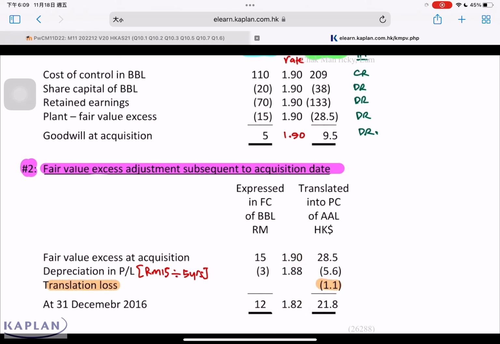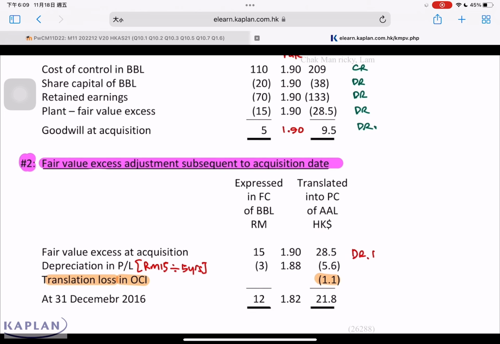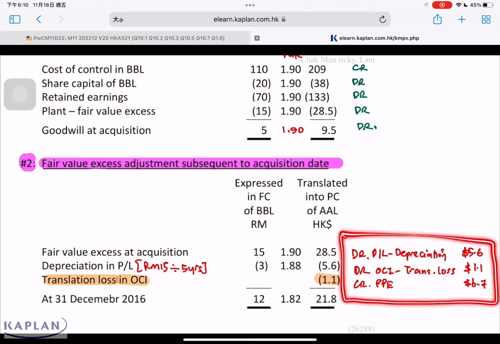This translation loss will be recognized in OCI. Depreciation is recognized in P&L, but the translation difference is recognized in OCI. We must pass an entry for this. Entry 2. Second entry is to reduce the plant because of depreciation, and to reduce the plant because of translation differences. Debit profit and loss for the depreciation, 5.6. Debit OCI, translation loss, 1.1. Credit PPE, which is equals to the total of these two, 5.6 plus 1.1 is equal to 6.7. This entry you have to pass for number 2.